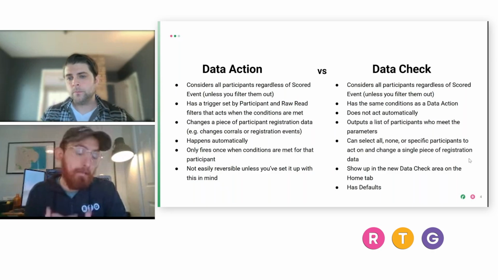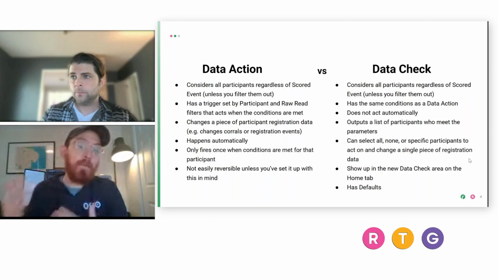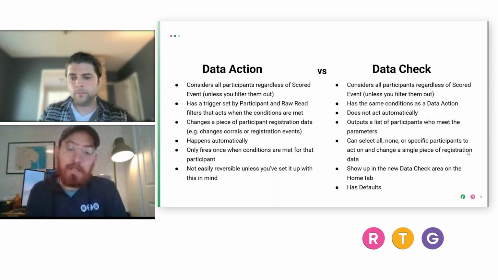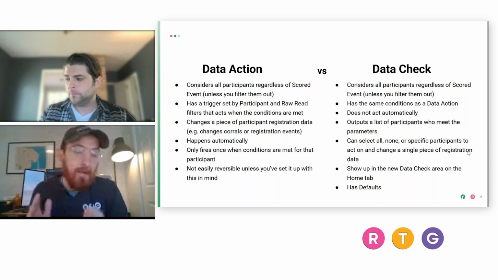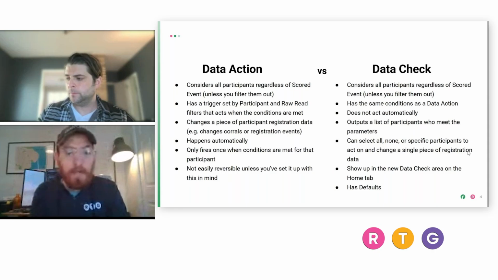That's a nice improvement over data actions, in my opinion, in that it'll give you a preview of who would be changed. You can select all, none, or specific participants to act on and change a single piece of registration data. So you could say, hey, I can see all of these people met the conditions, but I know this one was an outlier, and I really only want these few. And then you can apply those changes right there. Data checks now also show up on the new data check widget on the home tab, so they're very convenient and easy to get to.